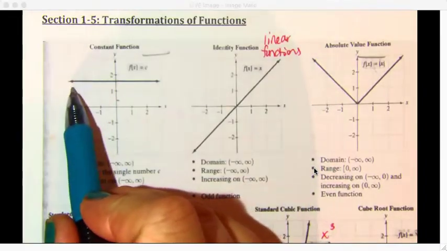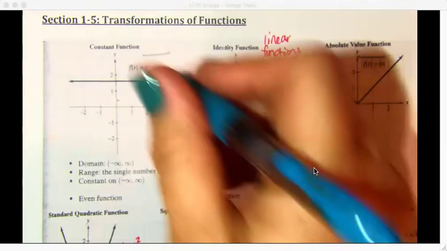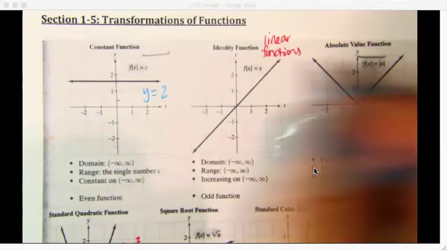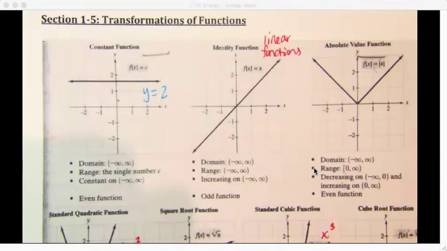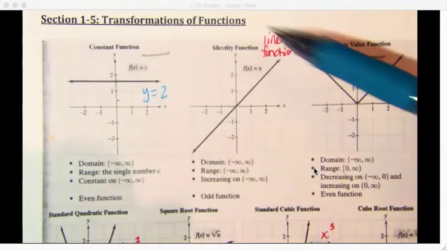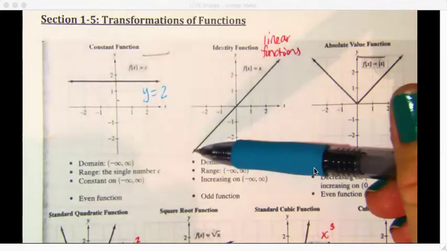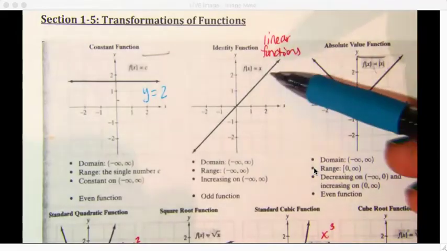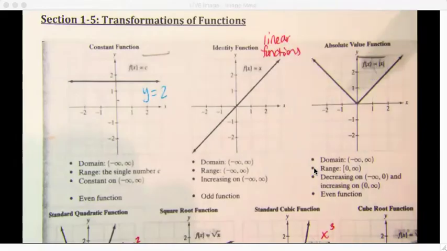But let's look at our first one. So we have a constant function. This is maybe something like y equals 2 or something like that. This is a function where we have y equals a number, or f of x is equal to a number. And it's just a horizontal line. Those are called constant functions. The next one is the identity function. This is just a straight line, y equals x or f of x equals x. In general, these are called linear functions where we just have a straight line.